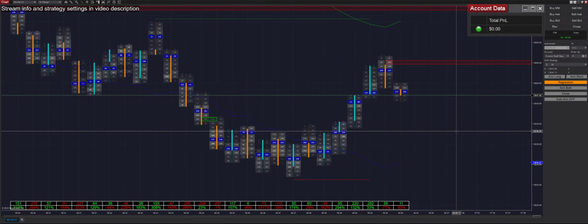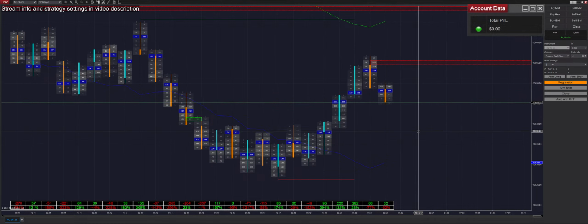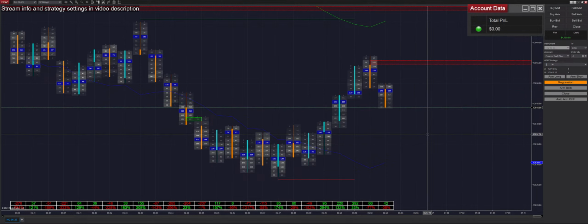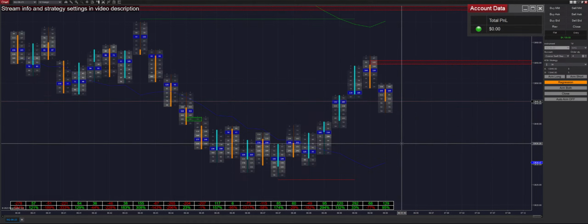I think we might have to call it here, guys. I mean, $4,100 on the day is not bad, especially with zero losses, just with the flip-flop strategy.